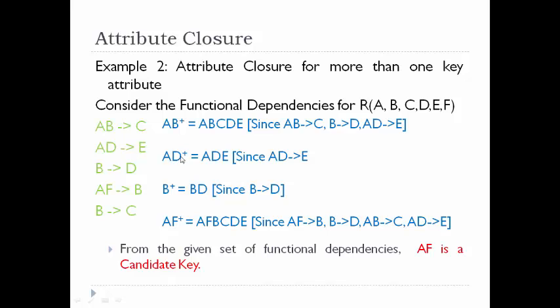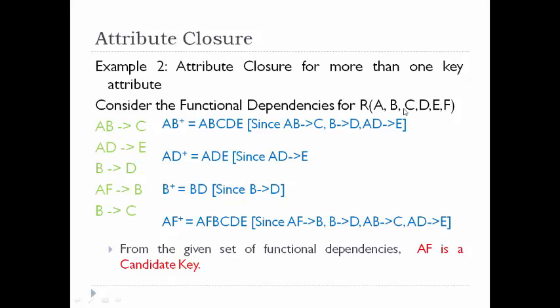Now coming to the AD part. AD is giving E, so we have just ADE. And we don't have D separately or E separately on the left hand side. So this is all about AD closure. Now coming to B closure, B has only D, so we have B and D as the B closure value. Now the next step is to find the candidate key.